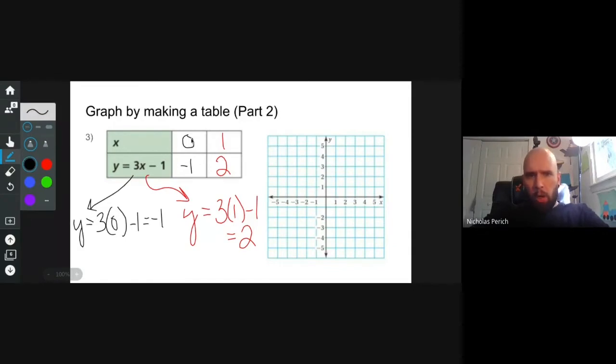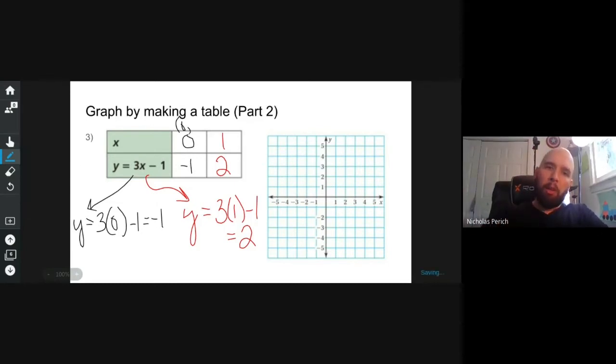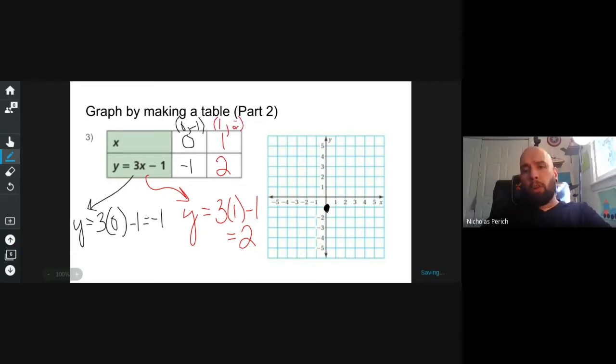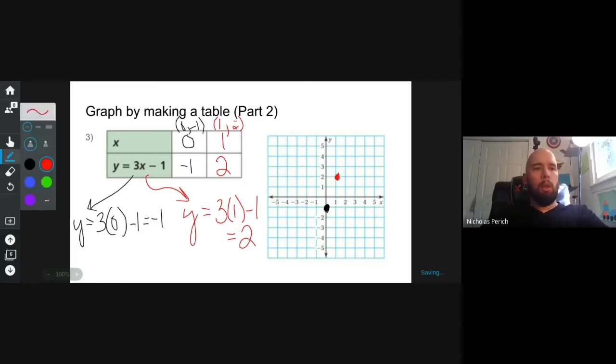So I've gotten 2 points. X is 0, y is negative 1, which means 0, negative 1 is one of my points. Let me write that out. 0, negative 1 is one of my points. I start at 0, I don't move, and I go down 1. The other point that I have is 1, 2, because x is 1, and then y became 2. The way I graph 1, 2 is I start at 0, 0, I go right 1, and I go up 2, and I put a dot, and there you go.